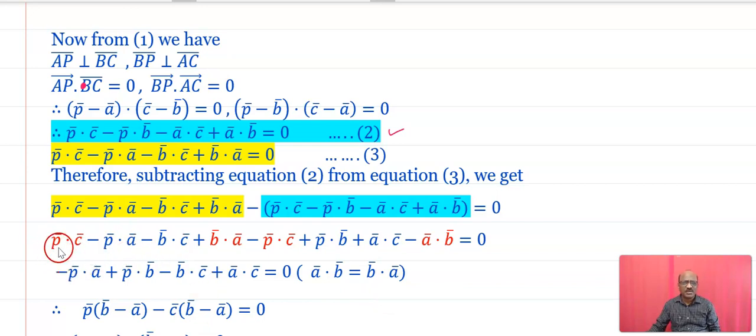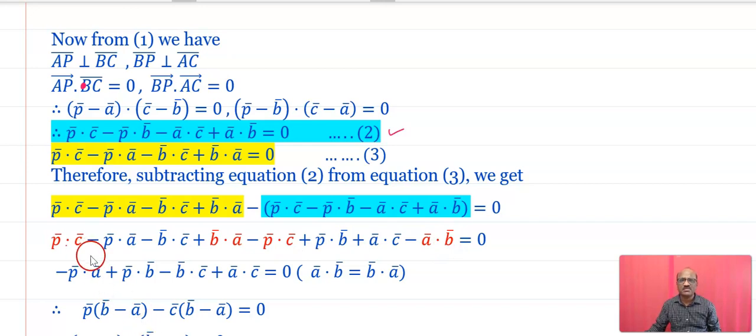What is that? P bar dot C bar plus and here minus, B bar dot A bar and A bar dot B bar. Vector product is commutative. Therefore, A bar dot B bar is equals to B bar dot A bar. Therefore, these 1, 2, 3, 4 terms get cancelled.